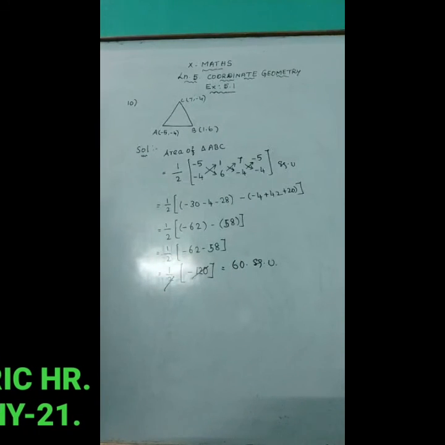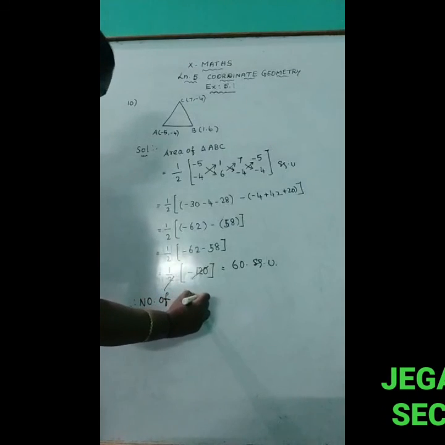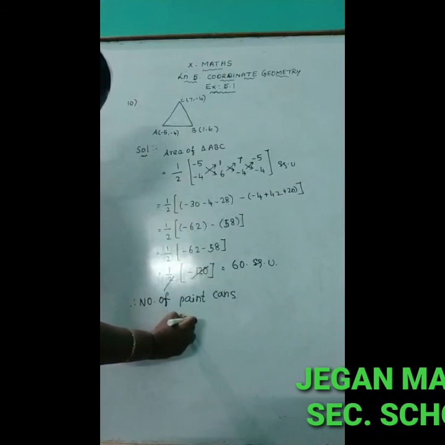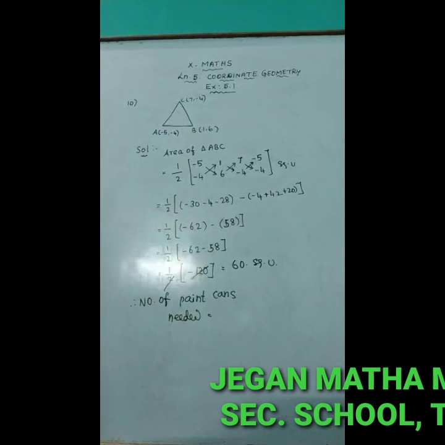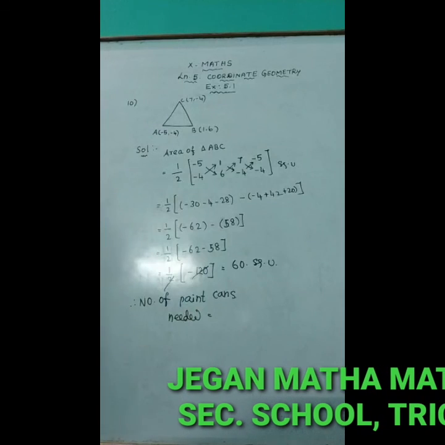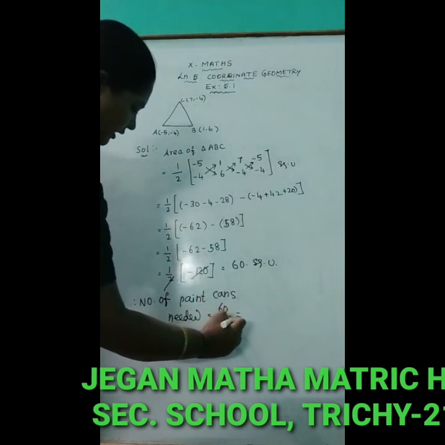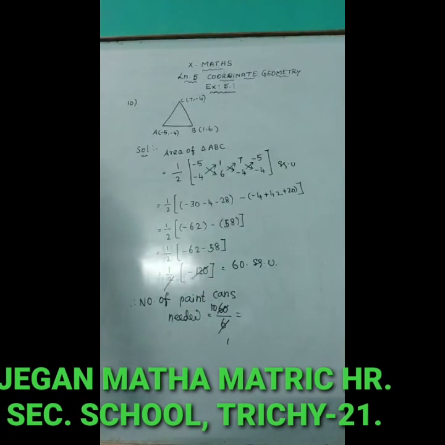Already we know area cannot be negative, so we consider only positive. So the number of paint cans needed. Already the question is given: 1 bucket of paint covers 6 square feet. So we have 60 square feet. So 60 divided by 6 is equal to, simplify into 6 table, 10 times we have, so 10 cans.